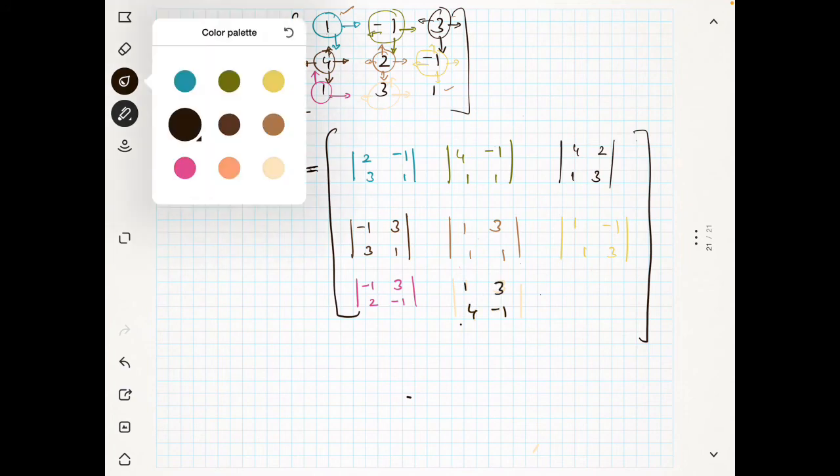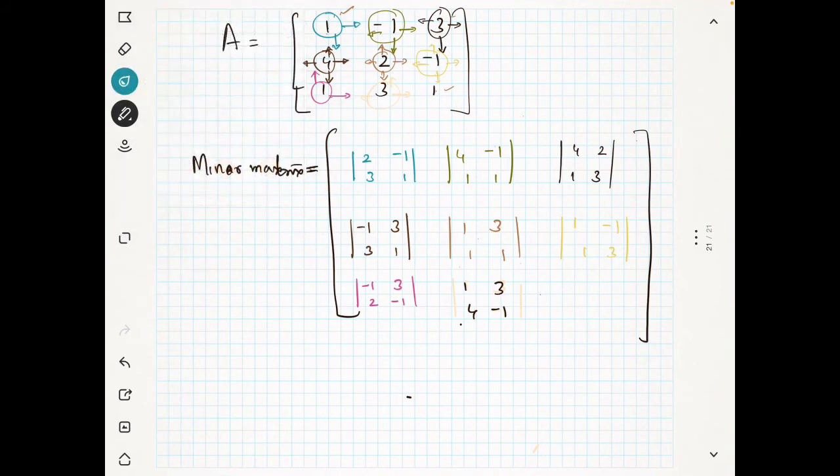Okay, next the last, I am going to consider this one. So I will remove this row and I will remove this column. So what is remaining here is 1, minus 1, 4 and 2.